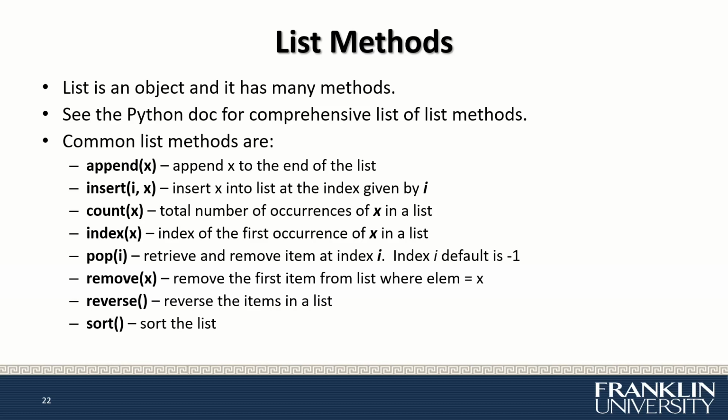Append X will append item or element X to the end of the list. Insert I, X will insert an element X into the list at the index given by I. Count X counts the total number of occurrences of X in the list. Index X returns the index of the first occurrence of X in the list.